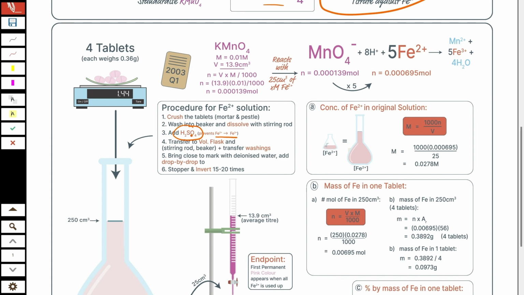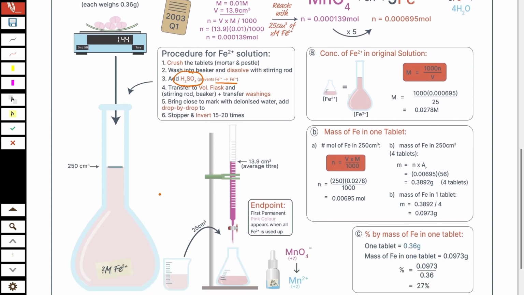Then, at whatever point you add that, we transfer to a volumetric flask. The usual steps, basically: all the washings, wash the beaker, wash the stirring rod, wash the clock glass, and transfer all those washings to the volumetric flask. Then we bring it up to the mark with a wash bottle and a dropper and invert it several times to make sure it's homogeneous. So all the usual steps for making up a standard solution, but it will tend to be asked here as well.